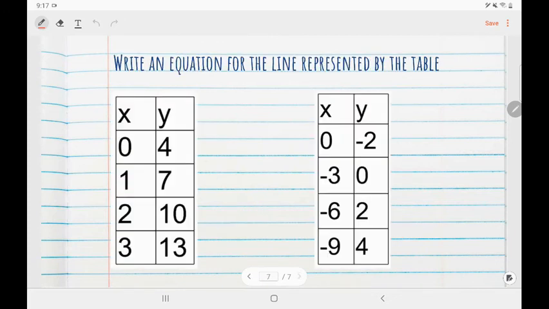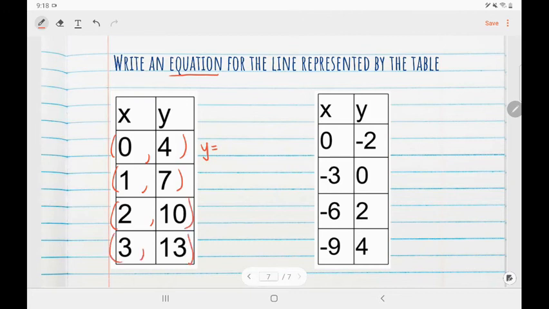Lastly, I want to talk about tables. Now you may be saying, oh, this looks so much different. I must have to do something different. This is actually going to be the same steps. I'm going to write an equation, so I'm going to write y equals instead of f of x, and I'm going to identify my slope and my y-intercept. Remember that tables are just a bunch of ordered pairs. For example, the first line represents the ordered pair 0, 4. The second line represents the ordered pair 1, 7, and so on.